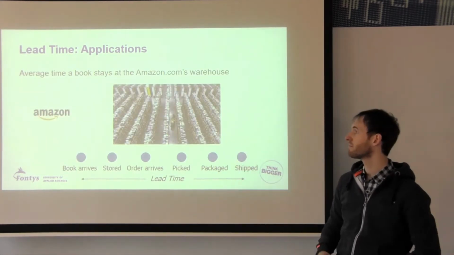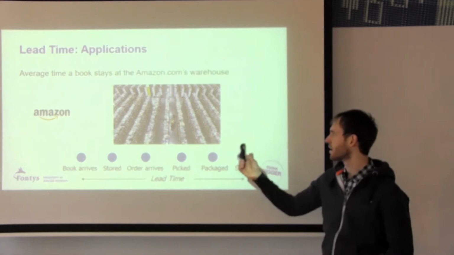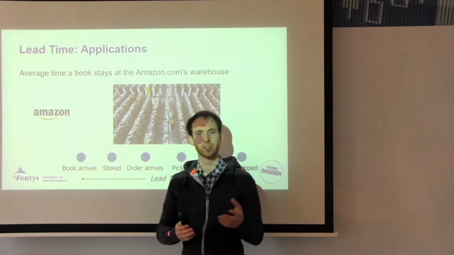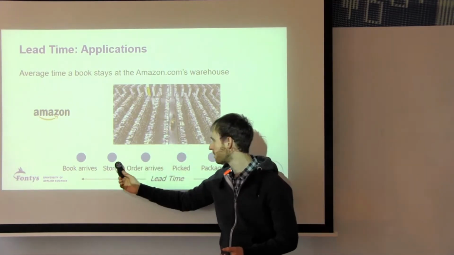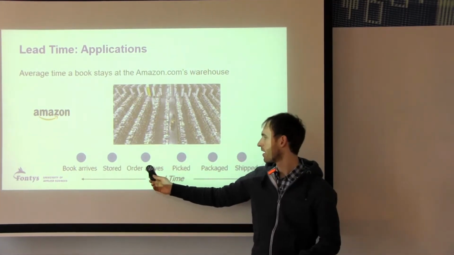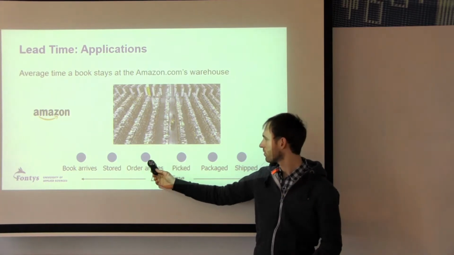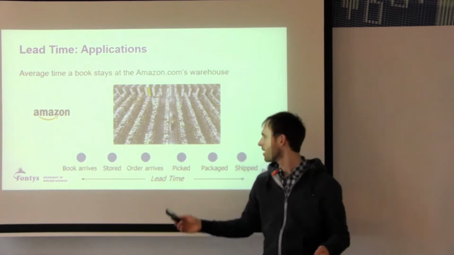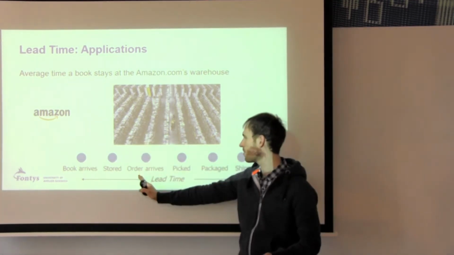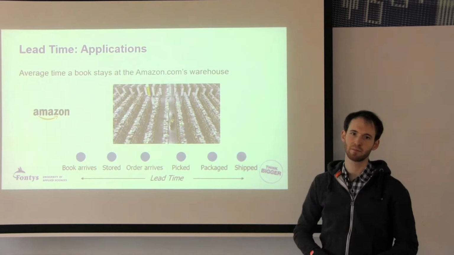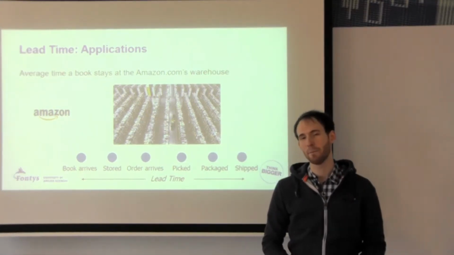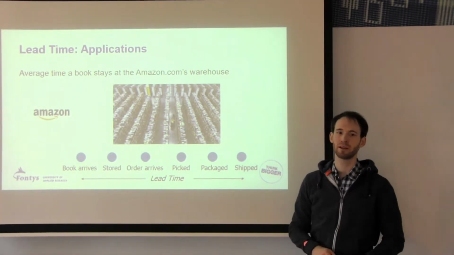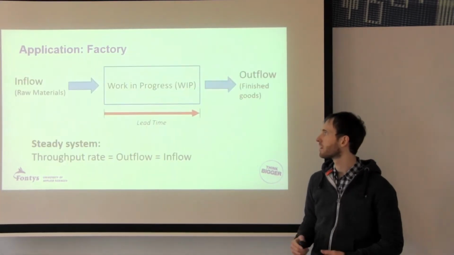And then we also have, of course, if you order something online, if you look at the example of Amazon, Amazon gets the books, puts them somewhere in stock. This is the storing. Then you place the order. The book is picked, packed, and shipped to you. And the whole process is the lead time. But of course, you only see this part from order to shipment. But of course, there's more to that than only these items. And these are some applications of the lead time.